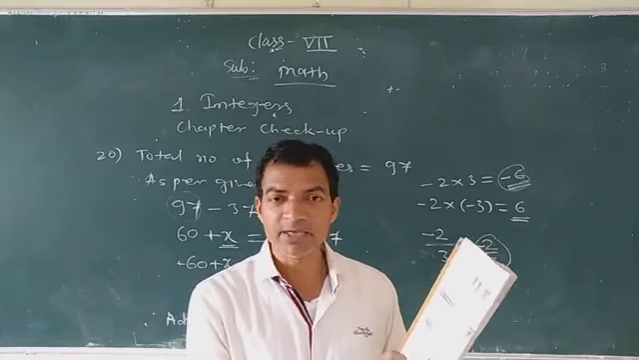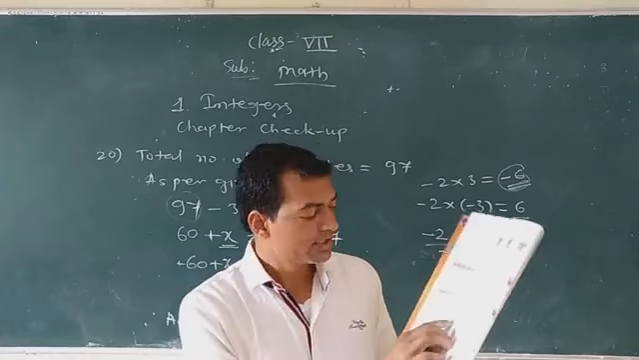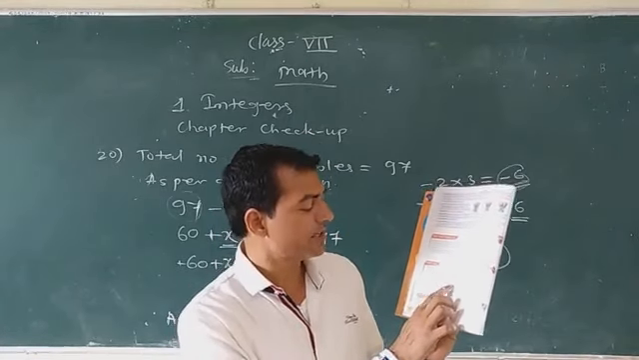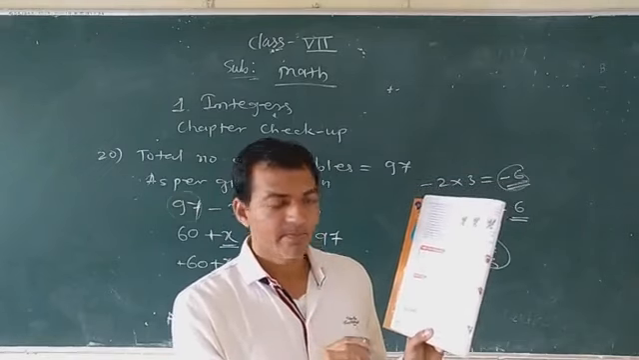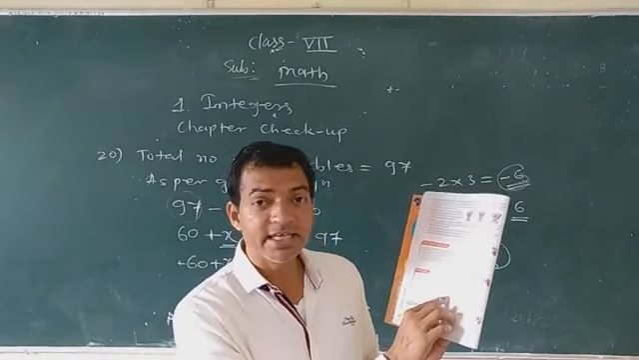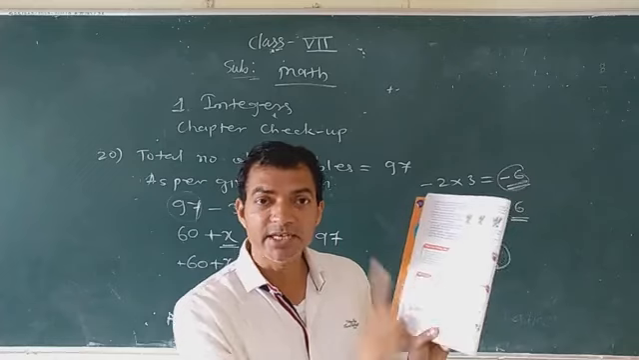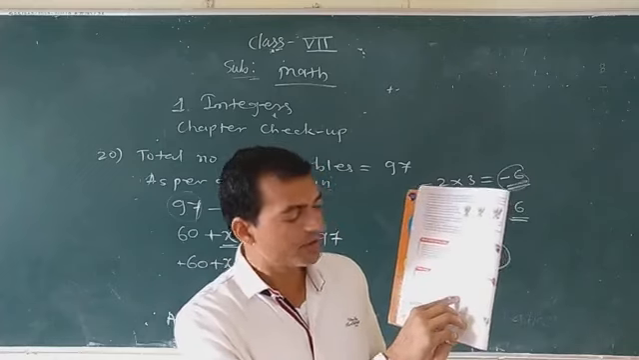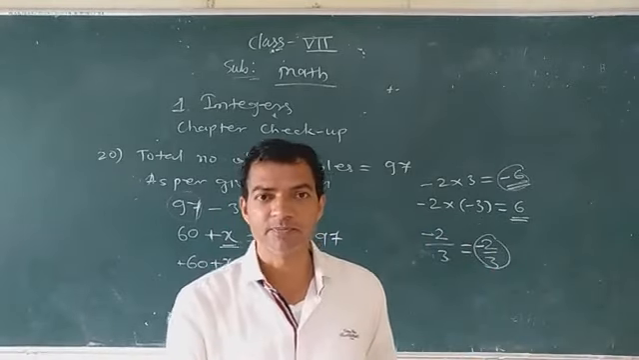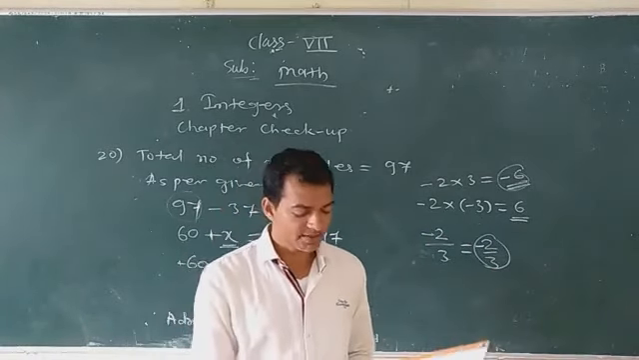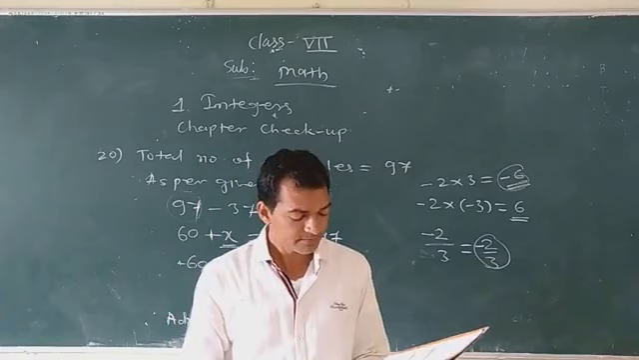If you multiply, you can get the answer. See here, first two integers, minus 5 into minus 7 means positive. Then positive into minus 9 is negative. Then negative into plus 7 again is negative. So your answer is negative. Okay? No need to write the answer. You have to write only the sign.